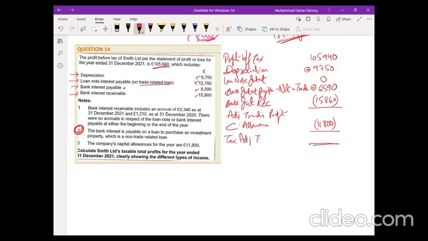So the tax adjusted trading profit is how much? Adjusted trading profit before capital allowance is 106420. And after? 94620. Is it correct? Till here, any confusion?